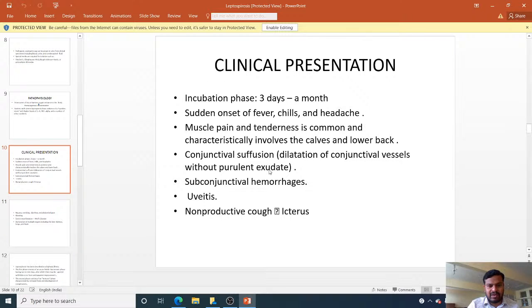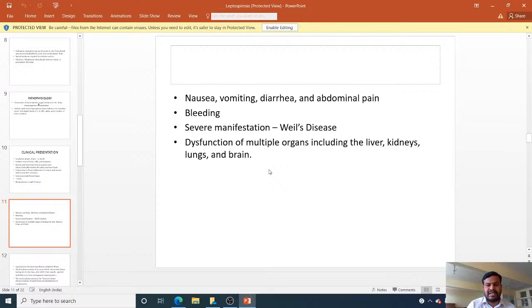So what we have here: fever, chills, headache, muscle pain and tenderness, conjunctival suffusion and subconjunctival hemorrhages, uveitis, non-productive cough, icterus, nausea, vomiting, diarrhea and abdominal pain, bleeding manifestations, and multiple organ dysfunction.